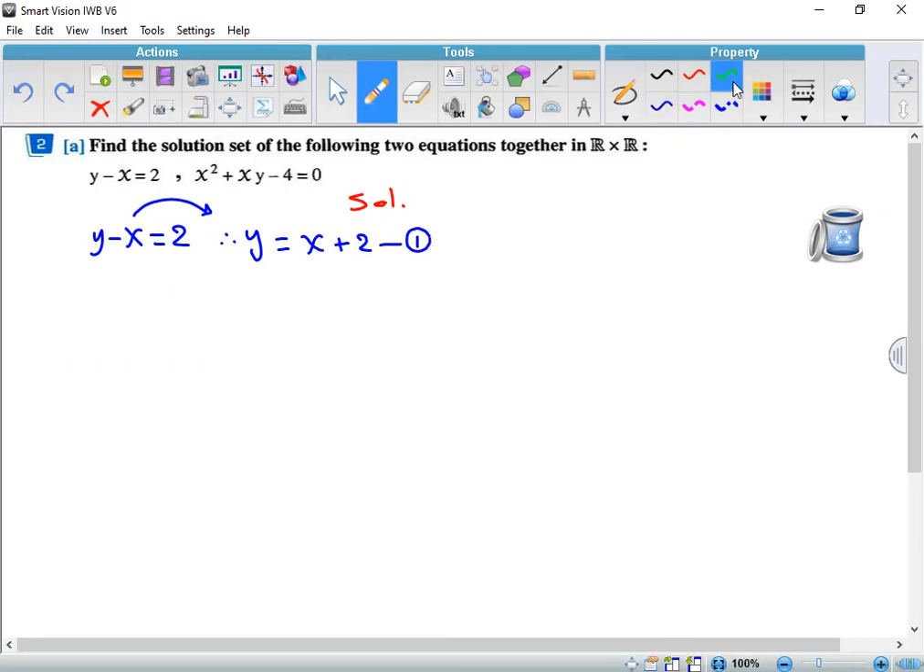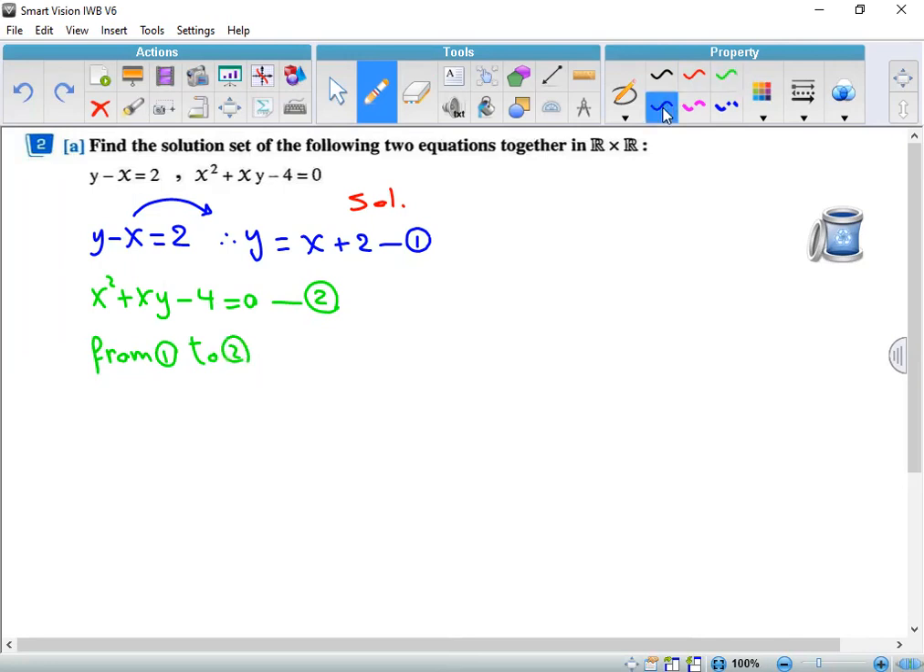x power 2 plus xy minus 4 equals 0. This is the second equation. Substitute from 1 to 2.